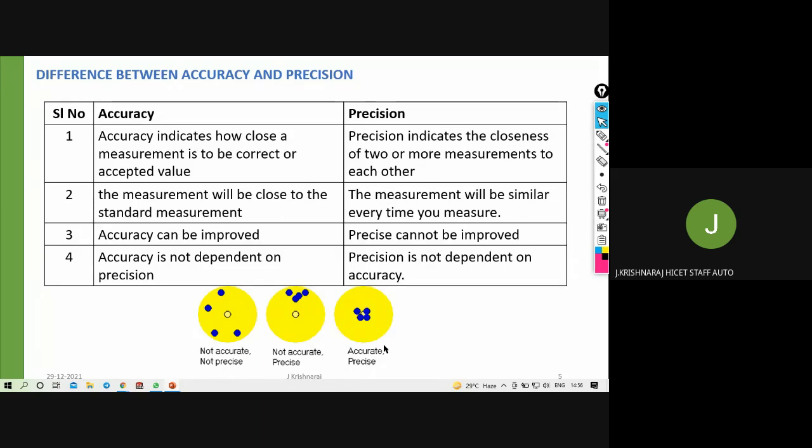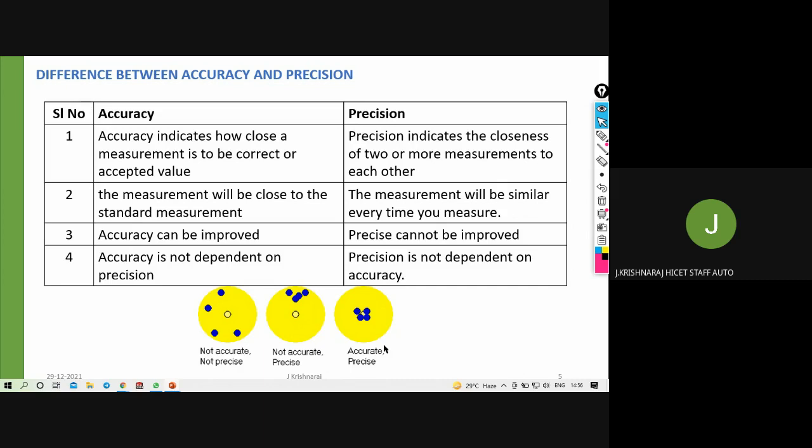Then if you are looking into this third diagram, the center circle is the standard value, and all four measurements are very close to that standard value, like 9.9, 9.8, 10, again 9.9. So that is more accurate and more precise also.